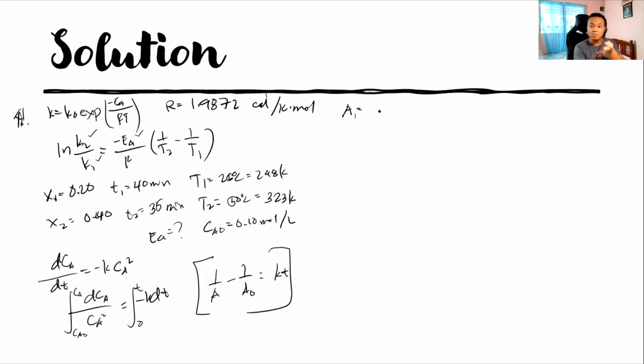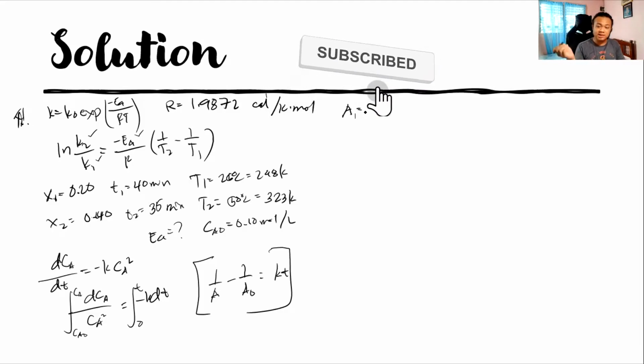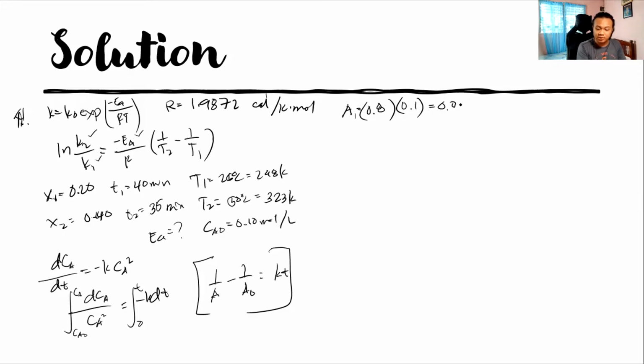So meaning, how much is left? If 20% was converted, how much is left unconverted? So that means 0.8 is left, right? 0.8 times the 0.1 initial concentration of CAO. So you can get 0.08 mol per liter. And then it's 40 minutes, right?